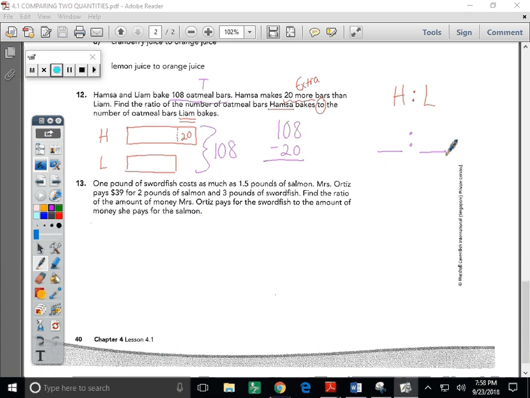All right, next up. 1 pound of swordfish costs as much as 1 and 5 tenths pounds of salmon. Mrs. Ortiz pays $39 for 2 pounds of salmon and 3 pounds of swordfish. Find the ratio of the amount of money Mrs. Ortiz pays for the swordfish to the amount of money she pays for the salmon.